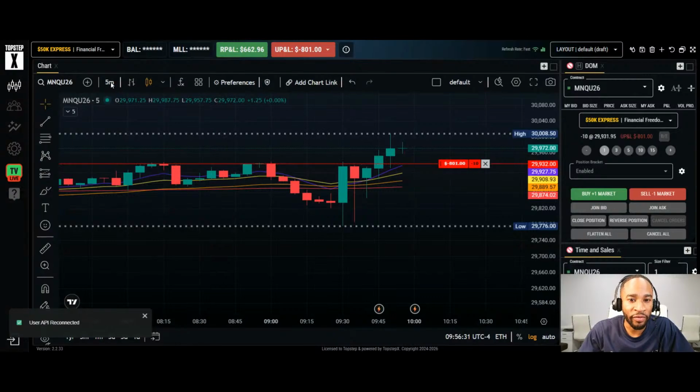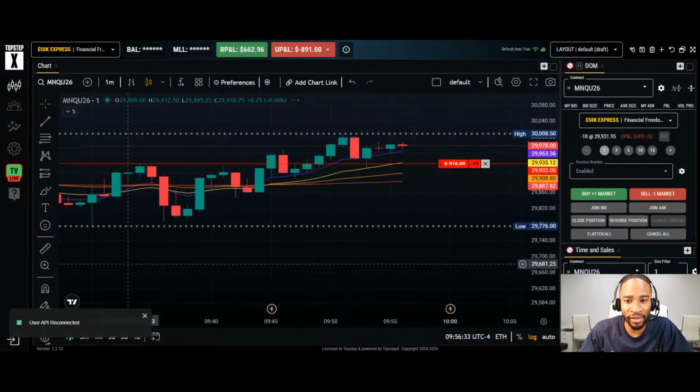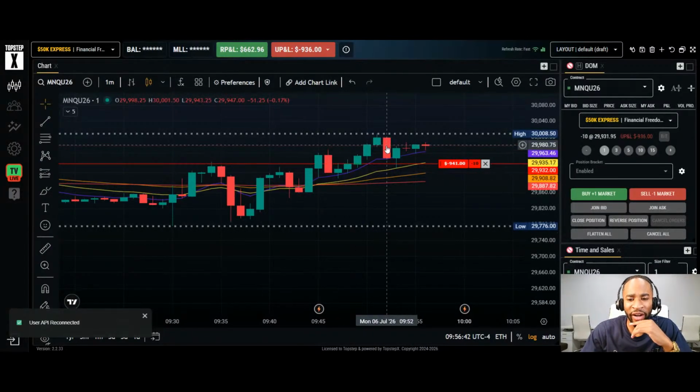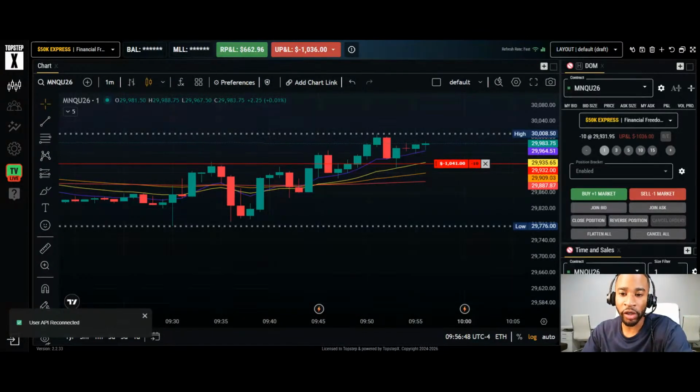Let's go to the 1 minute time frame to see if we're getting some rejections. All right, we're definitely getting some rejections now, family. Come on, pull back for us. We had a strong bearish candle right here at 9:52 a.m. I thought we were about to pull back. The structure is still holding.